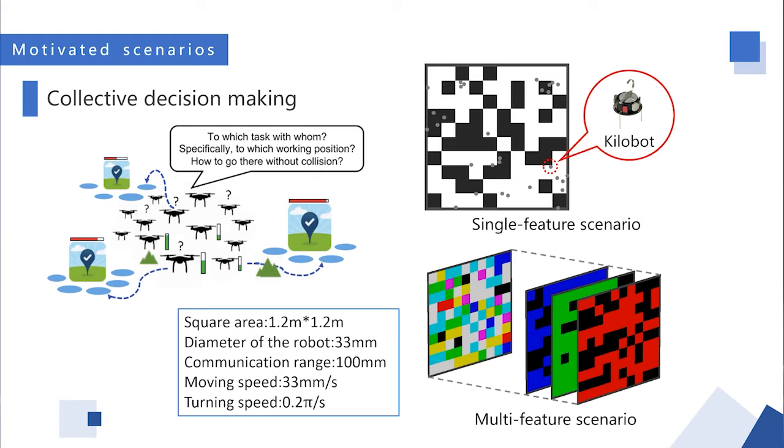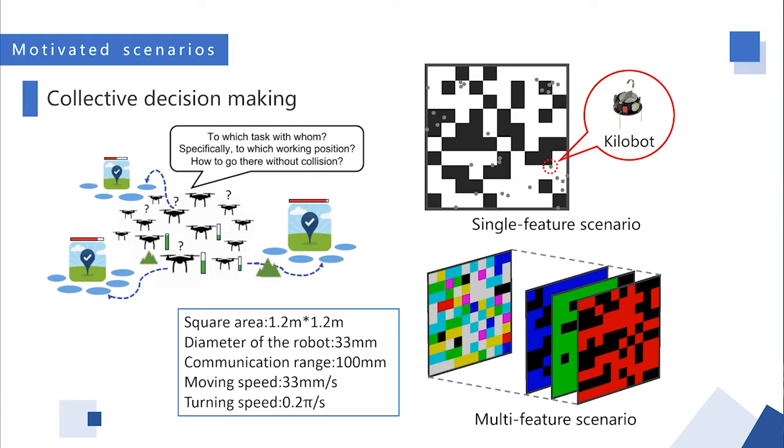The goal of the swarm is to reach a consensus on the value of every feature efficiently by exploring the area and sharing knowledge with others. The left square is a single feature scenario. The right one is a multi-feature scenario. It is produced by combining 3 single feature layers.